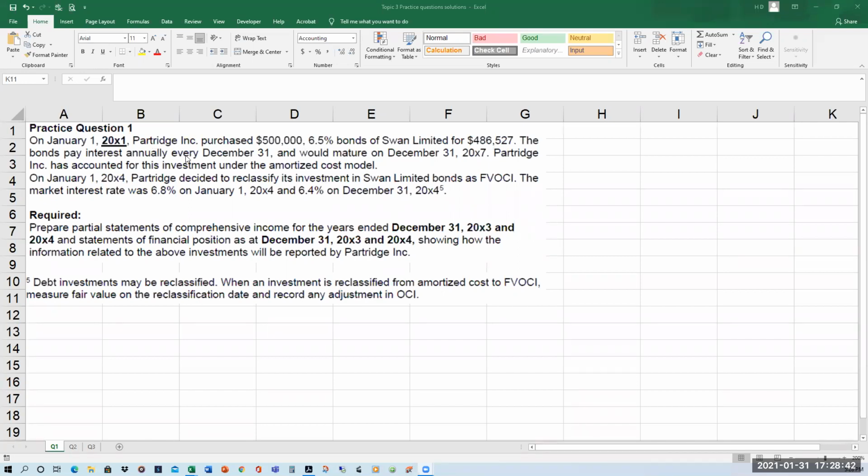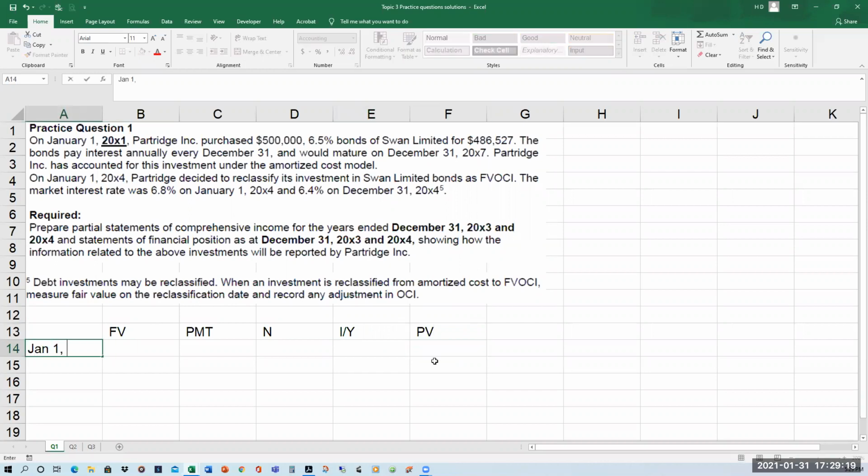The bonds will be paying annual interest on December 31st, and they would be maturing on December 31st, 2007. So that's the first thing to do. You want to calculate the effective interest rate. So we have face value, annual coupon payment, number of years to maturity, the market interest rate at the time of acquisition. Sorry, that's the one that we have to calculate. So I'll just leave it here for the moment, and PV, present value.